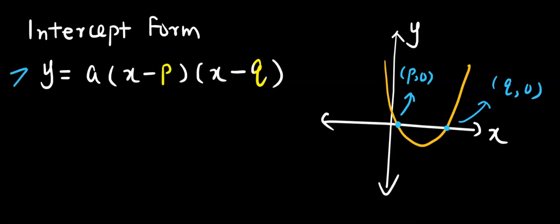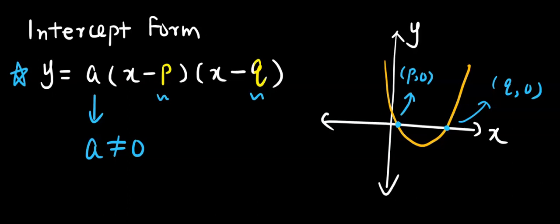And we go back to look at this intercept form. It says y equals a times (x minus p) times (x minus q), where p and q are the coordinates of these two x-intercepts. There is a constraint for a: a cannot be 0. Let's continue to talk about it.